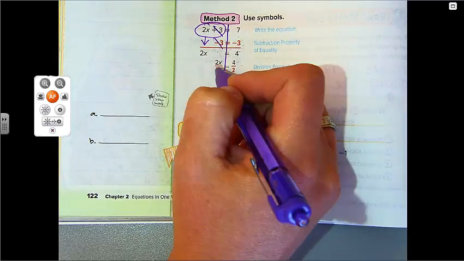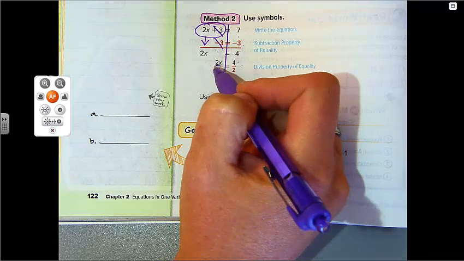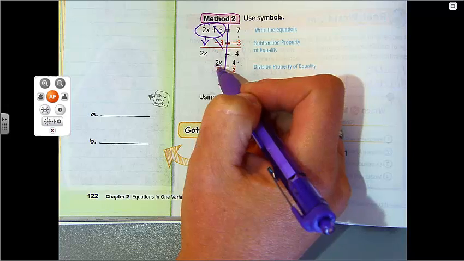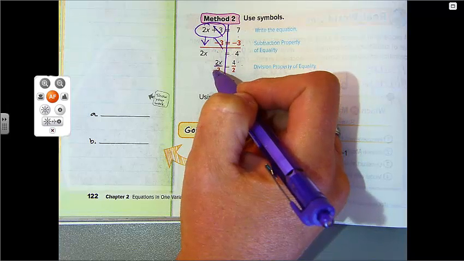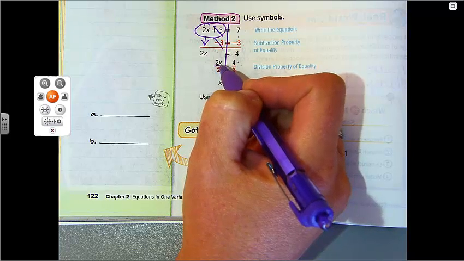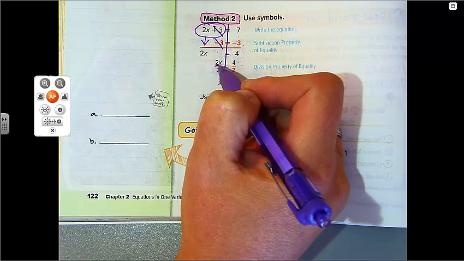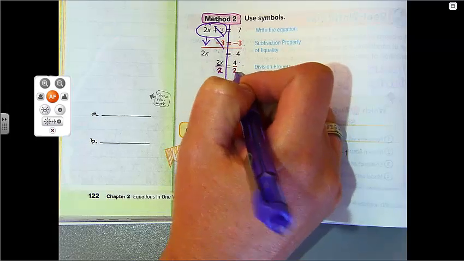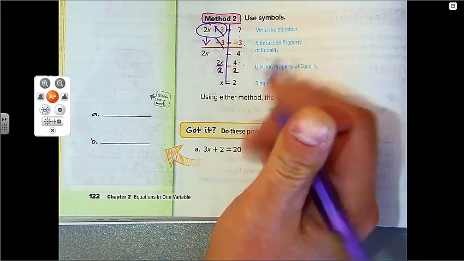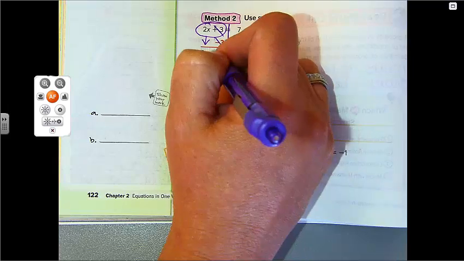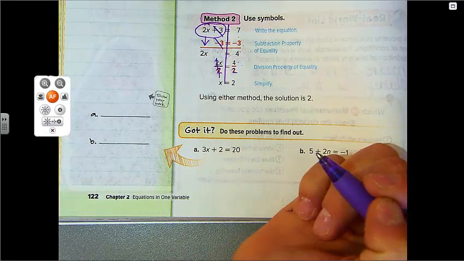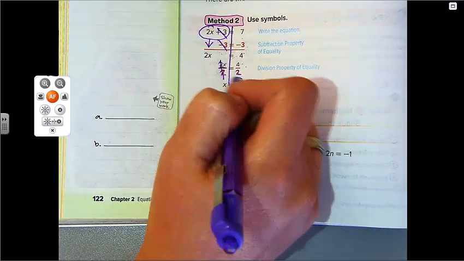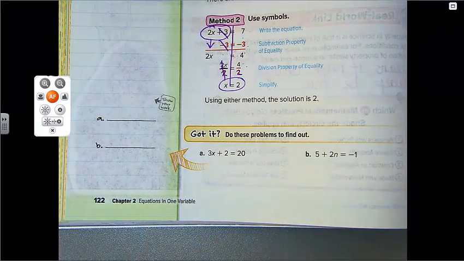In order to get this x by itself, right now I have 2 times x. There's not a multiplication sign in there, but hopefully you know that when they're side by side, that means you multiply. So 2 times x, the opposite of multiplication is division. So I'm going to divide both sides by 2 because the 2 is what I have to get rid of in order to have x by itself. When I do that, the 2's are gone. They cancel each other out, and I'm left with an x, and 4 divided by 2 is 2. So there's my final answer.